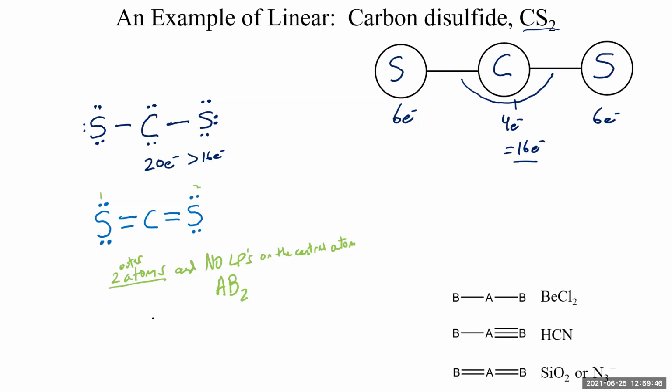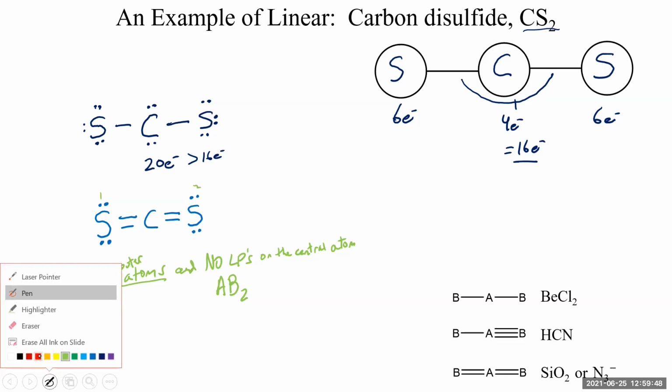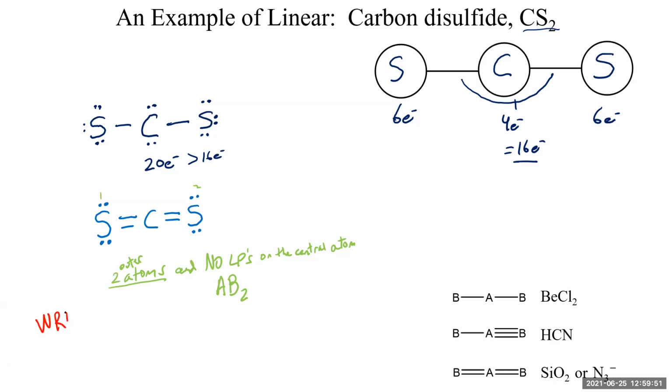So for example, it would be absolutely wrong if you were asked to draw the shape of the molecule. It would be absolutely wrong to draw it like this. Now, if your only intention is to draw a Lewis dot structure, then this is okay. Lewis okay, but wrong shape.